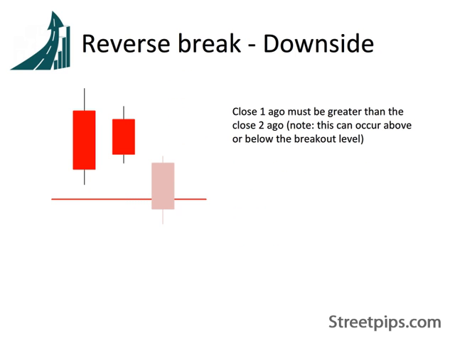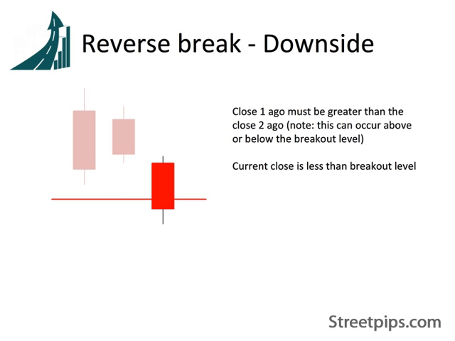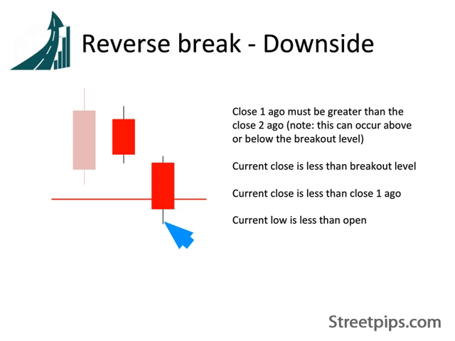On the flip side, we look at the 4 conditions for a downside reverse break. The close price 1 period ago must be greater than the close price 2 periods ago, as shown in the diagram. This can happen above or below the breakout level. The next criteria is, current close must be less than the breakout level. The third criteria is, the current close must be less than the close 1 period ago, as shown. The fourth criteria is, the current low must be less than the current open.